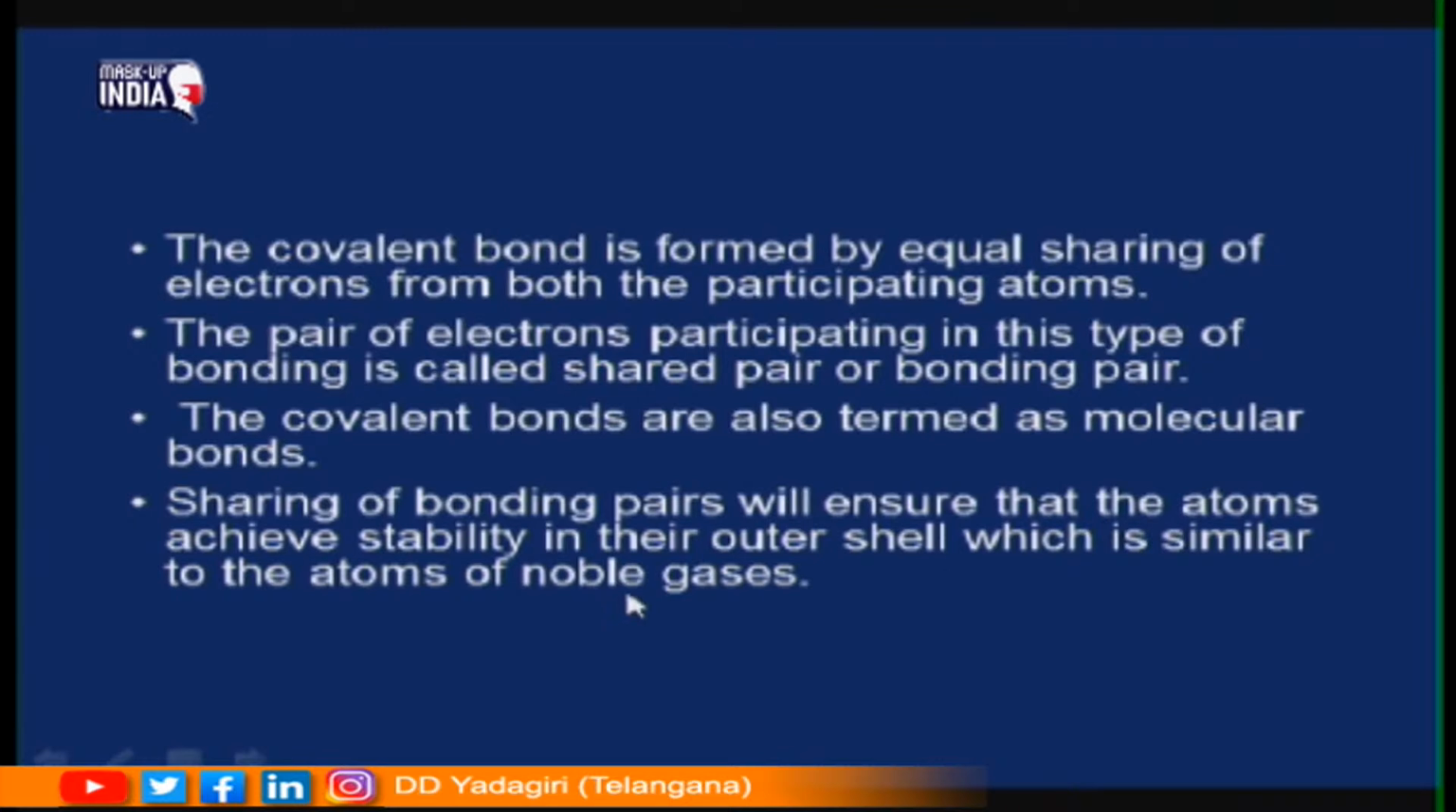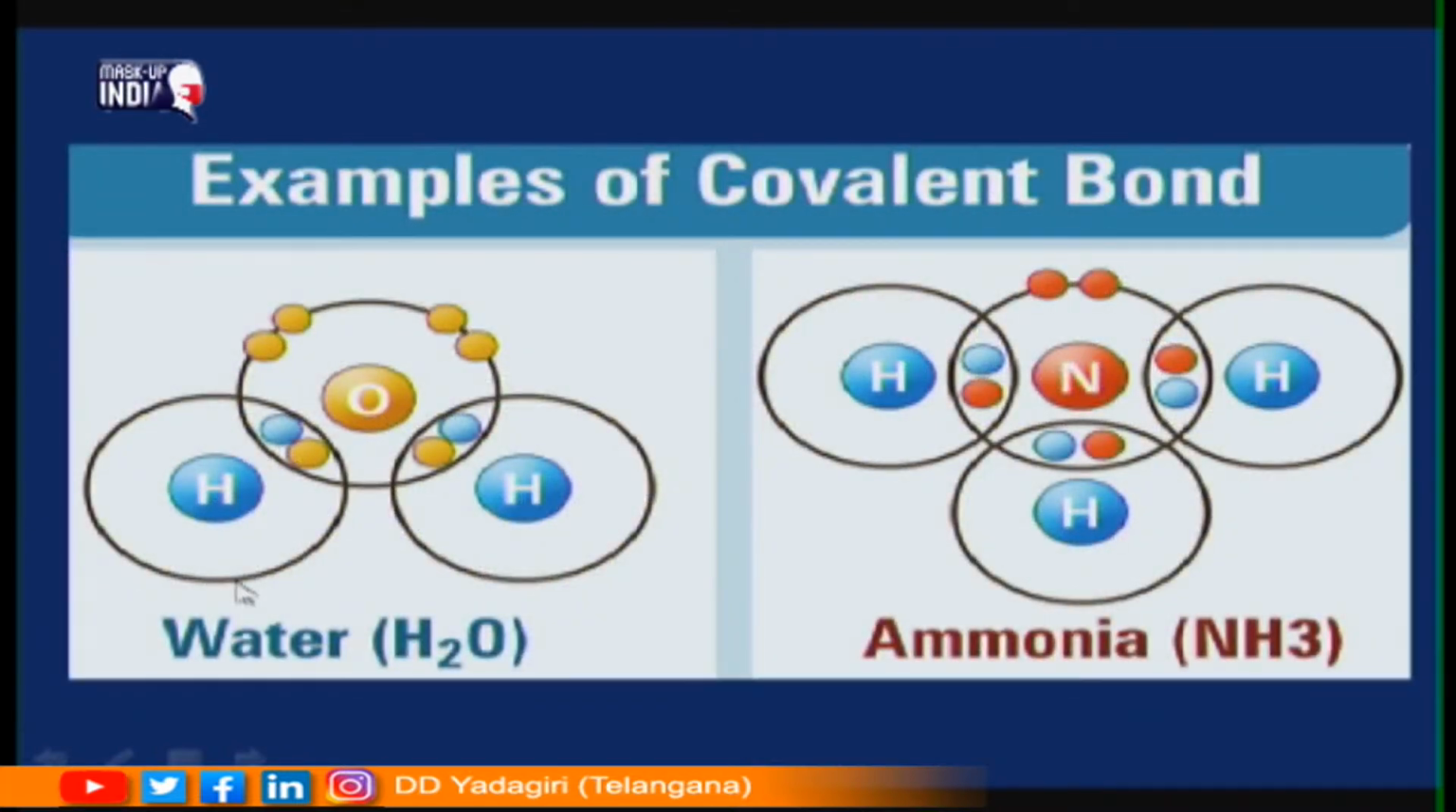So, why are they sharing the electrons, children? To attain octet configuration, that means having 8 electrons in the valence shell, similar to that of noble gases. Some examples are water. Here you can see that a water molecule is made up of one oxygen atom and 2 hydrogen atoms. Here oxygen and hydrogen have shared one pair of electrons. So, the type of bond formed between oxygen and hydrogen is a covalent bond.